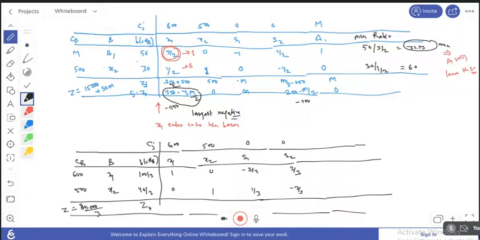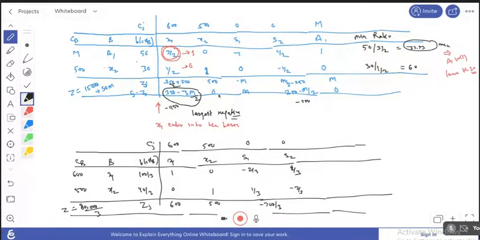And what is Zj? If you multiply here, this becomes 600, this is 500. If you multiply here, this becomes minus 400, and this is minus 1200, and this is 500. So this is minus 700 over 3, and here 1200, and this is 2000. And this is 1 by 3.